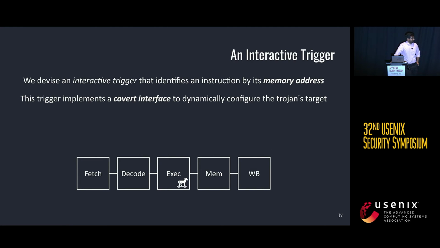So we devise an interactive trigger, which will use the memory address of our victim instructions as a unique identifier. And we'll have a covert interface that's implemented with an add instruction to arm the Trojan, to prepare it to deliver its payload. So the Trojan is going to snoop for in-flight add instructions. When the first operand matches a value that was hard-coded at hardware design time, it'll store the second operand into internal storage. And now the Trojan will be armed, searching for in-flight instructions. That'll be our victim instructions. And when it hits a match on our victim instruction, then it'll deliver the payload.